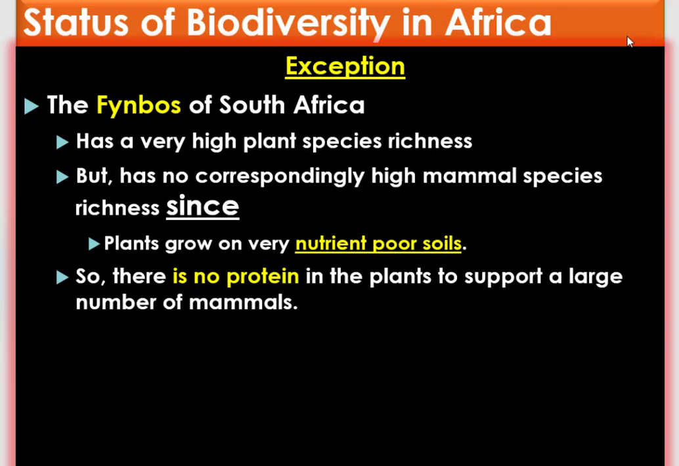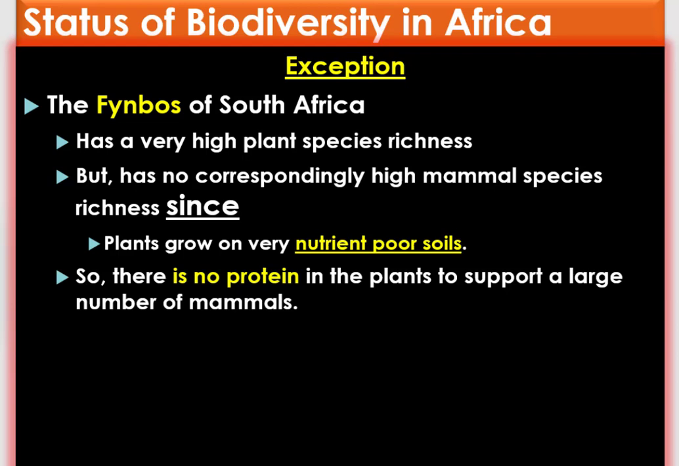Status of biodiversity in Africa. We clearly know that areas that have high plant species richness often also have high mammalian species richness and vice versa. The reason for this is not difficult to work out. We have just been talking about the way in which plants provide habitats and niches for animals. So, the more different plants there are, the more different habitats and niches for animals there will be.